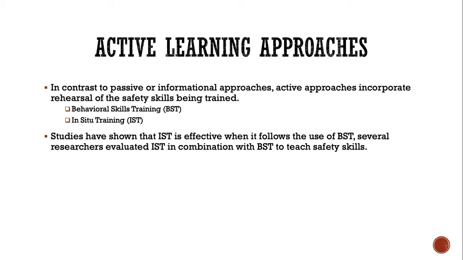There are two active learning approaches, and those are IST and BST. BST is behavior skills training. This is when the instructor describes the safety threat and appropriate safety skills. They also model, rehearse, and receive feedback. In this model, the children do receive praise for correct responses.